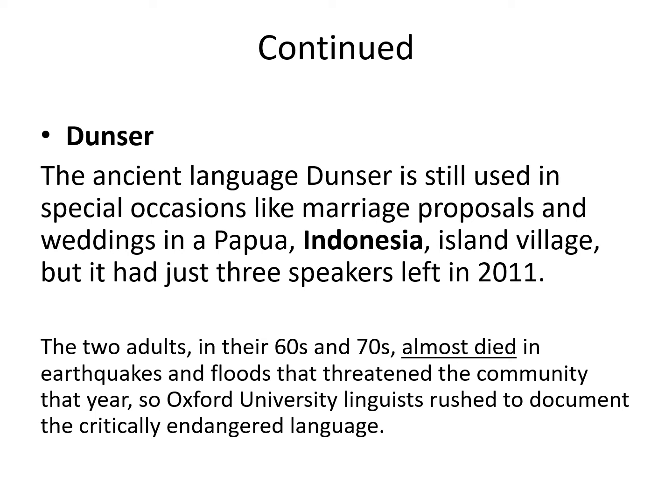Next, there is Dusner. The ancient language Dusner is still used on special occasions like marriage proposals and weddings in a village on Papua Indonesia island, but it had just 3 speakers left in 2011. The 2 adults in their 60s and 70s almost died in earthquakes and floods that threatened the community that year. So Oxford University linguists rushed to document the critically endangered language.